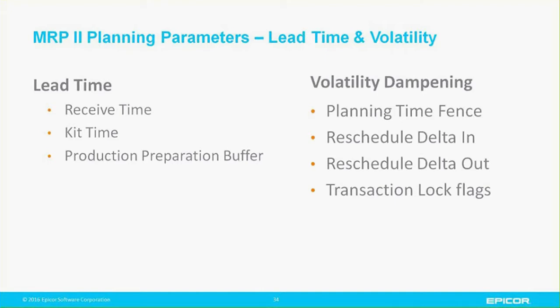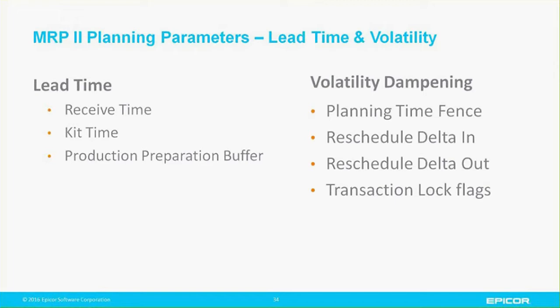The volatility dampening parameters consist of a planning time fence, which is a horizon within the MRP run in which MRP cannot make changes to the production schedule. There are reschedule in and out deltas specified in days. A change suggestion will only be raised if the extent of the change falls outside of these deltas. And transaction lock flags can be applied to jobs and purchase orders to prevent purchase or change suggestions being raised to either move in or move out or to change job quantity.